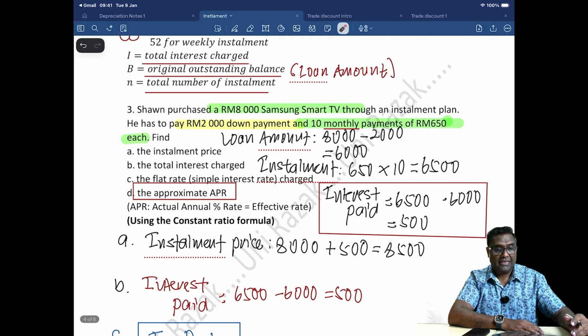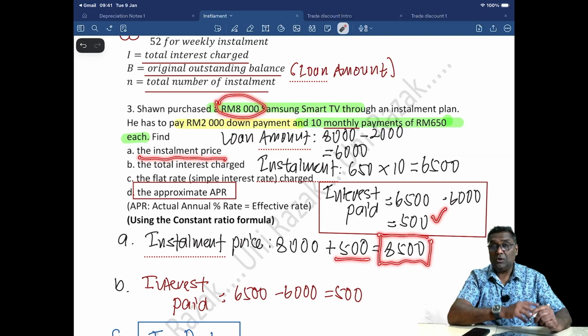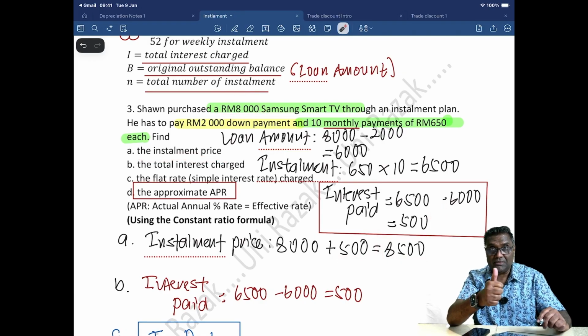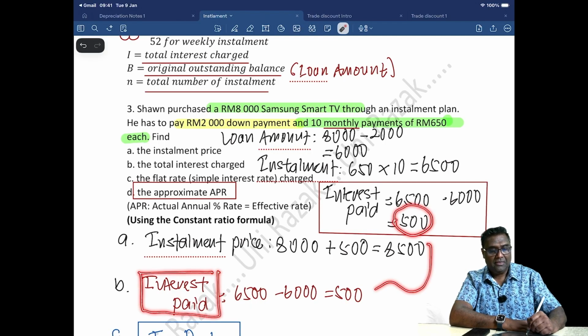Now comes the next: what is the installment price? I take 8,000, which is the cash price, plus the interest paid. This is my installment price, because installment price is always cash price plus interest. Now, how much interest did I pay? I've already done the calculation, so you can see that it's 500.